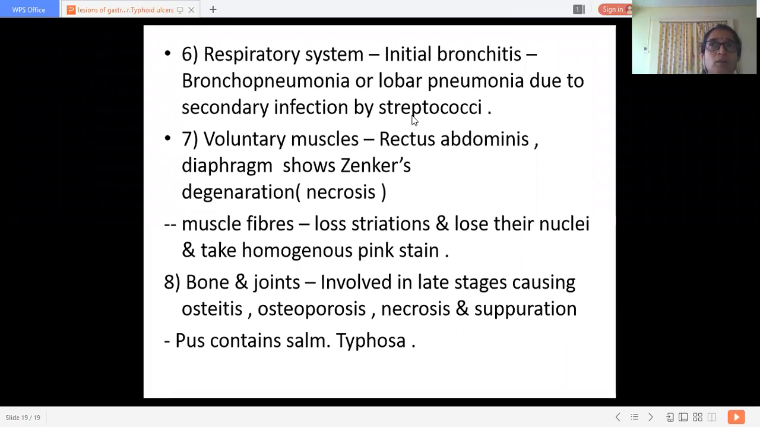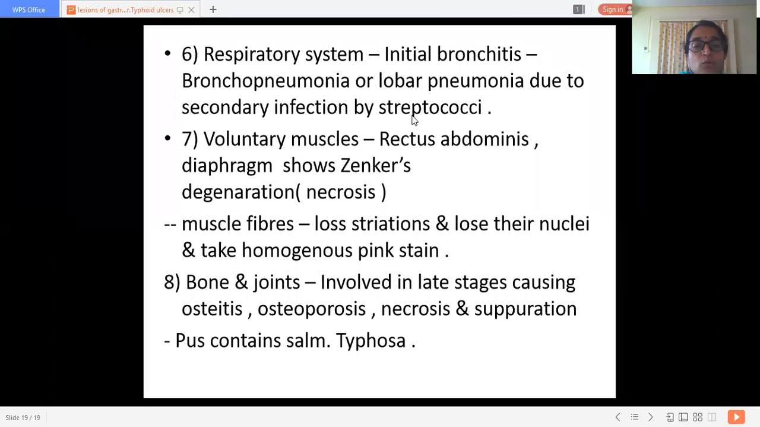Again, whether this gets transferred into lobar pneumonia or bronchopneumonia depends upon the age. If there are extremes of age, the immunity is very low, then there is bronchopneumonia. But in middle-aged, young persons, there is lobar pneumonia. Then voluntary muscles get affected, that is rectus abdominis.